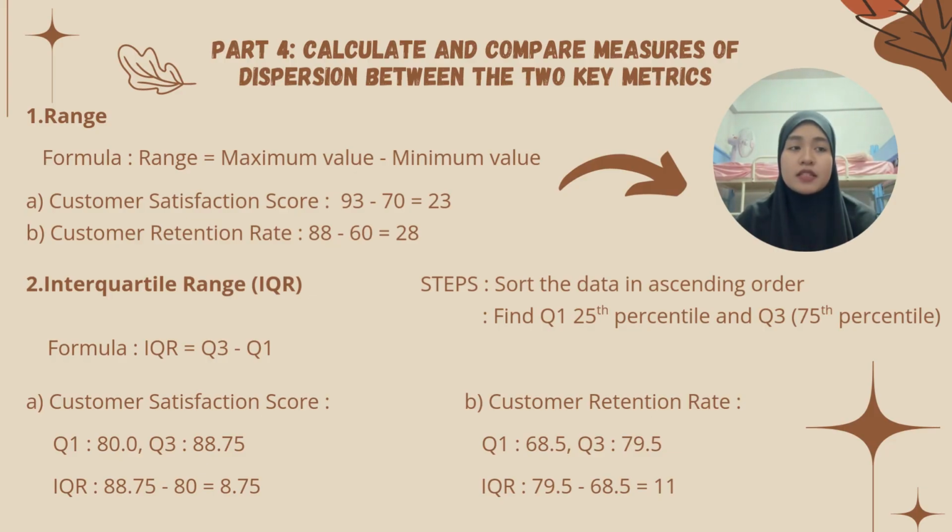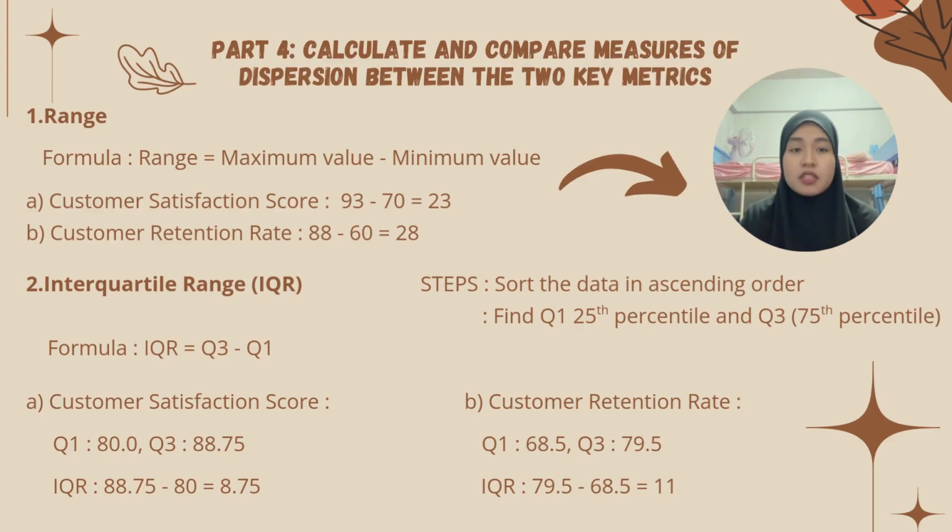Next, I will explain the second measure of dispersion, which is the interquartile range or IQR. The IQR measures the spread of the middle 50% of the data. It helps us understand how tightly or loosely the central values are clustered. The steps to calculate the IQR are: sort the data in ascending order, find the first quartile Q1, which is the 25th percentile, and find the third quartile Q3, which is the 75th percentile. The formula is IQR equals Q3 minus Q1.